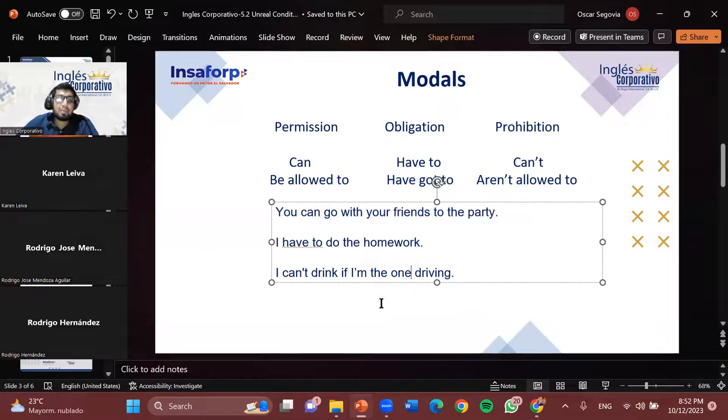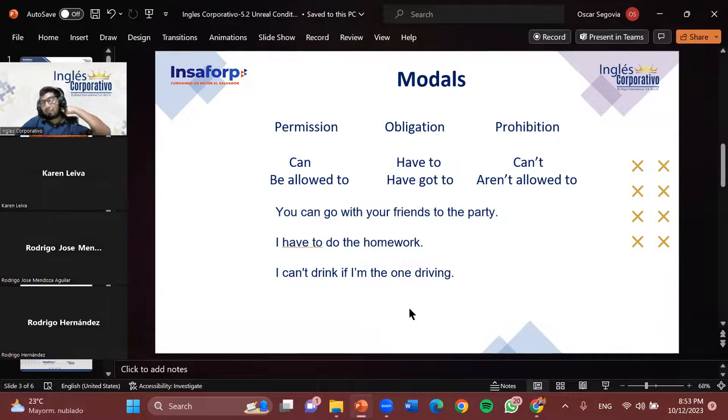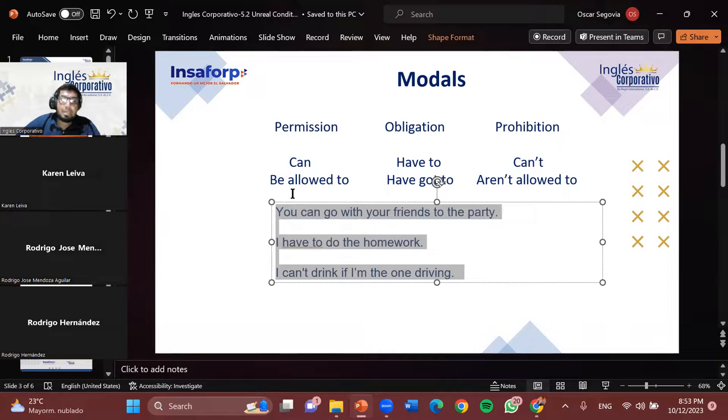Or maybe I can't drink if I'm supposed to drive, or I can't drink if I'm the designated driver, anything like that. Because if you say, I can't drink if I'm driving, sí tiene sentido, pero también alguien puede malinterpretarlo, ¿verdad? A veces hay que ser cuidadosos con las interpretaciones que se les pueden dar a algunas oraciones. So yeah, I can't drink if I'm the one driving should sound much, much better.